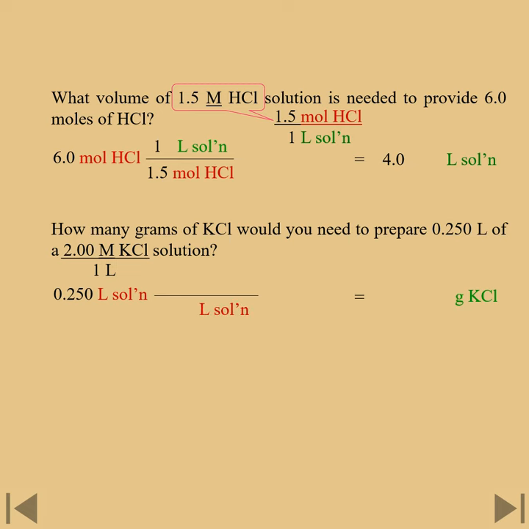Now comes the big question, can we go straight from liters of solution to grams of potassium chloride? No, it's time to go into moles of potassium chloride using that concentration term that we're given. And then from moles of potassium chloride, we can go to grams. That's 2.00 moles of potassium chloride per each liter of solution. Then we look up the molar mass of potassium, add it to the molar mass of chlorine for 74.55 grams per each mole, for 37.3 grams of potassium chloride.